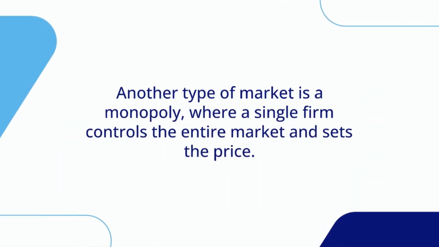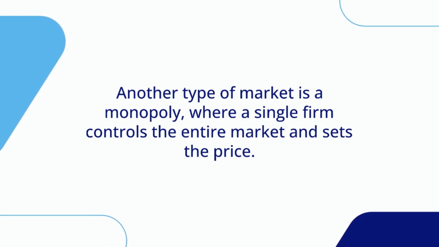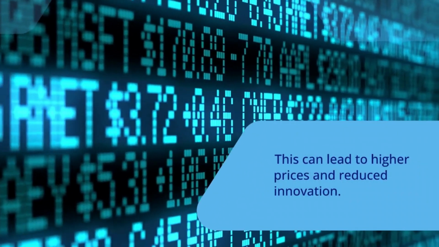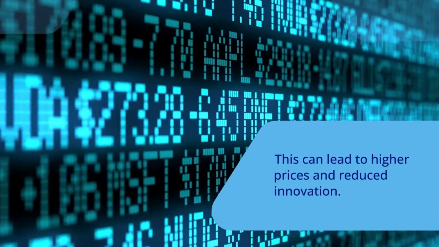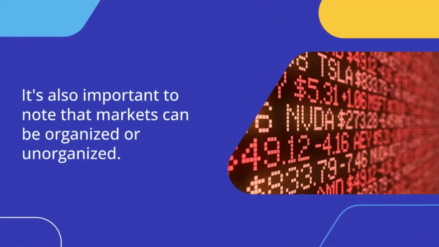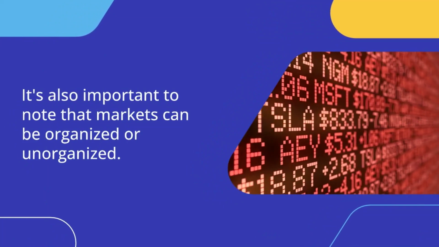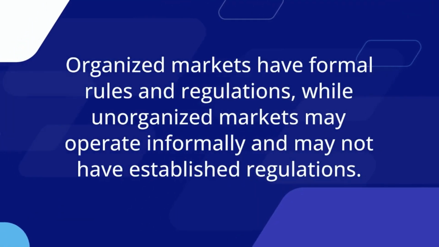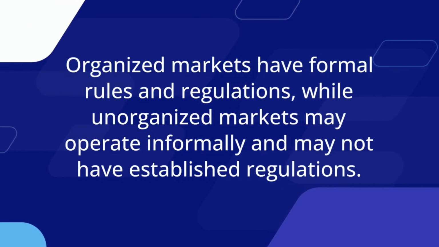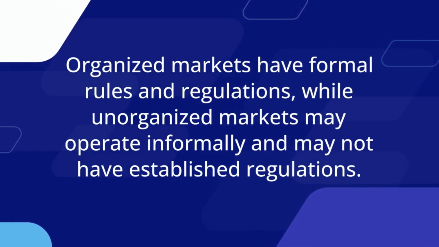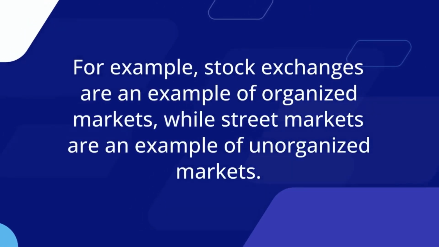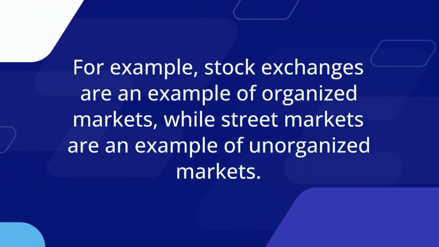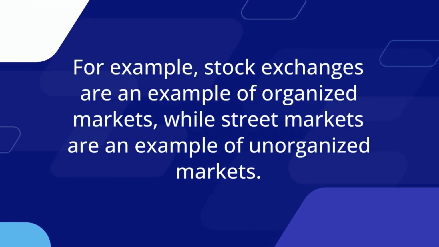Another type of market is a monopoly, where a single firm controls the entire market and sets the price. This can lead to higher prices and reduced innovation. It's also important to note that markets can be organized or unorganized. Organized markets have formal rules and regulations, while unorganized markets may operate informally and may not have established regulations. For example, stock exchanges are an example of organized markets, while street markets are an example of unorganized markets.